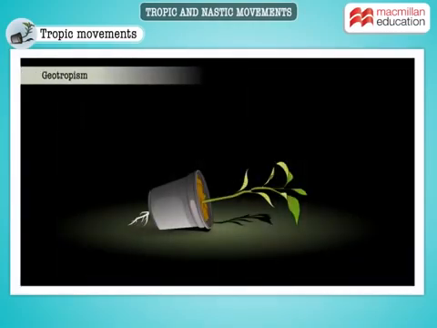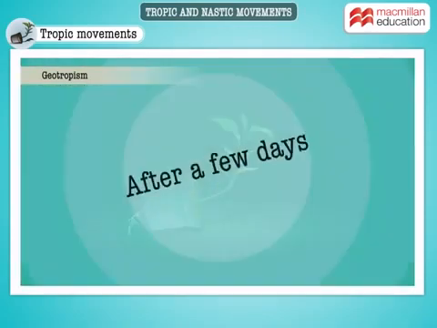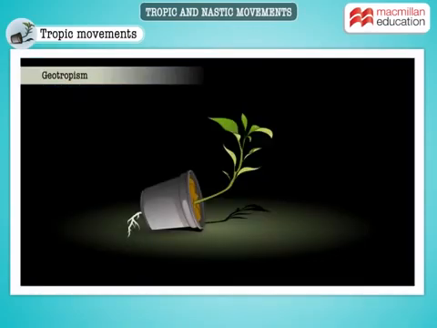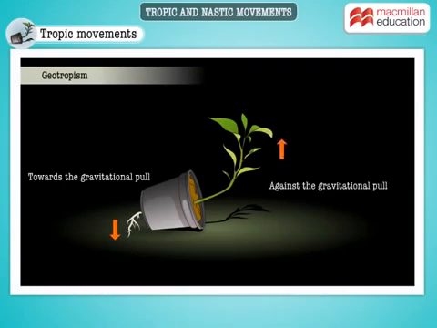Let's place this potted plant horizontally for a few days. We have chosen a pot that is open on both ends. We see that the roots have grown downwards towards the gravitational pull. The shoots, however, have grown upwards against the gravitational pull.